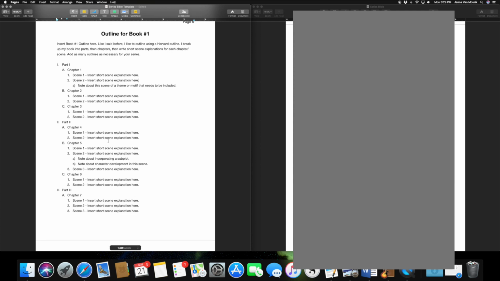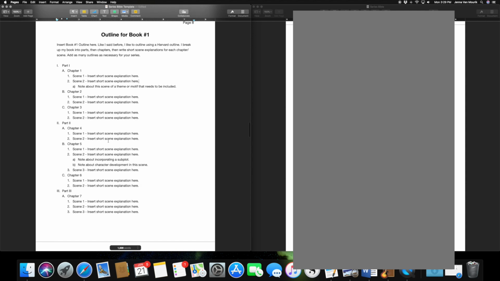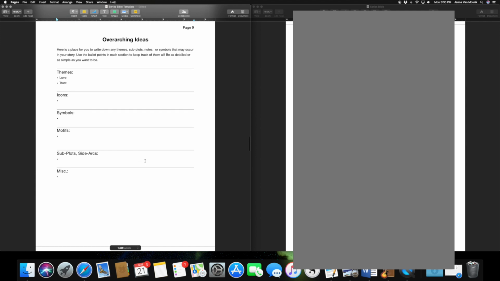I just do a point-by-point outline with 1-sentence summaries for each chapter, each scene, each part. If you wanted to go in and do a short summary of what happens in Act 1, you could certainly do that. You don't have to. It can be as detailed as you need it to be to tell your story and get your message across. All right, so we go down to overarching ideas, however you want to say that word.